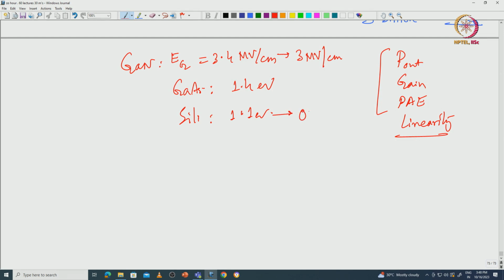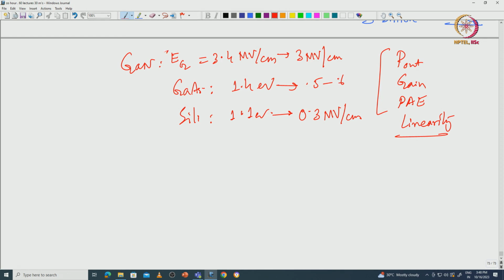Silicon will have a breakdown field of 0.3 megavolt per centimeter, 10 times lower, and gallium arsenide, which probably has a slightly more than silicon. I cannot recall the exact number, but it will be much less than 3 megavolt per centimeter. It could be 0.5 or 0.6 megavolt per centimeter.